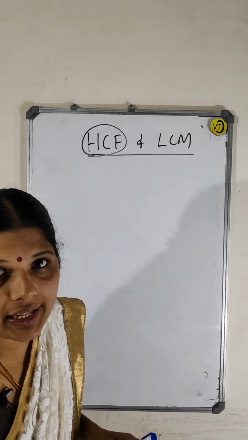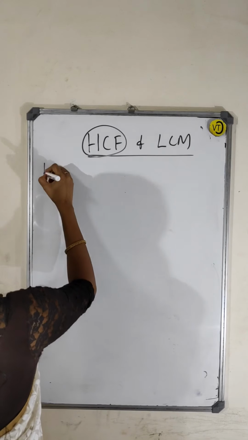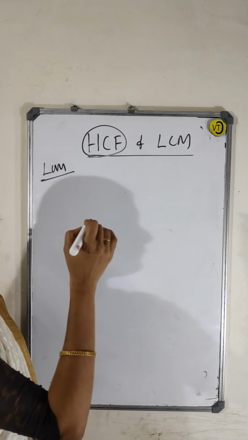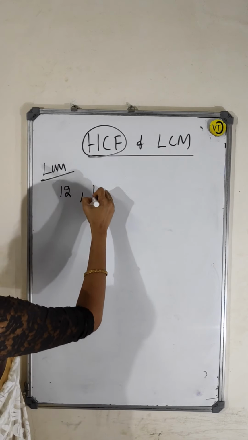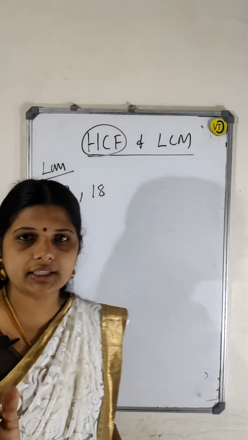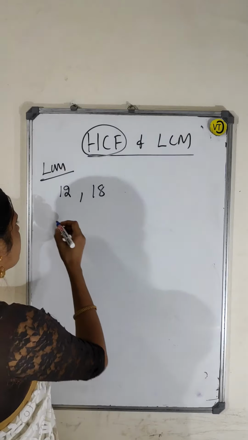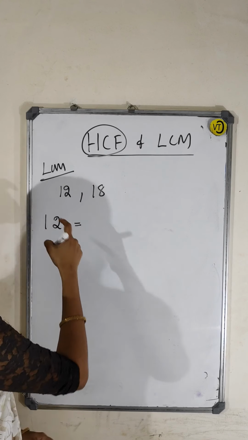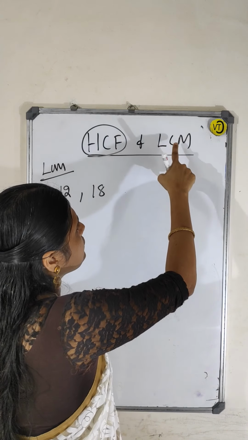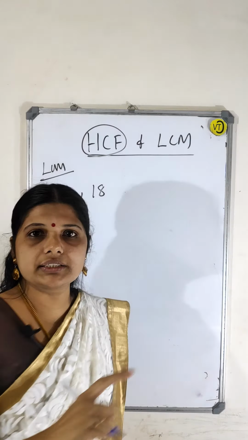Okay, now LCM. I can take the same numbers, 12 and 18. For better understanding, I will take the same numbers. So now you have to check it. This is the least common multiple.